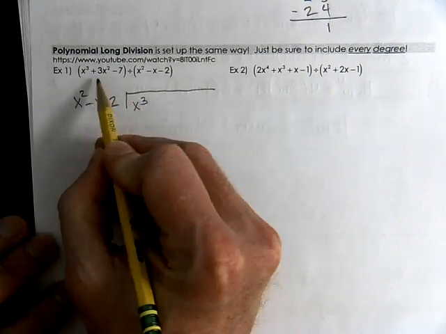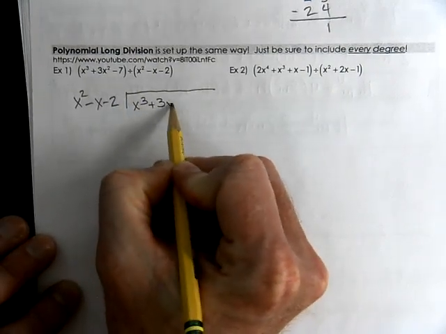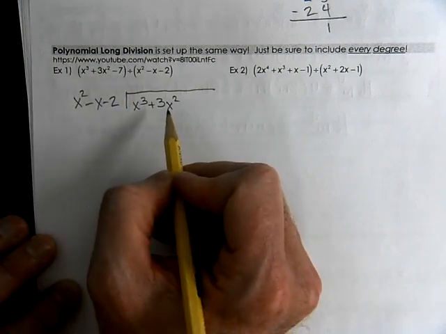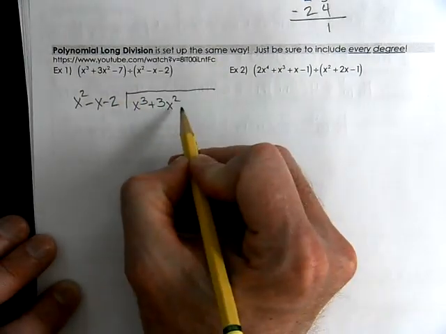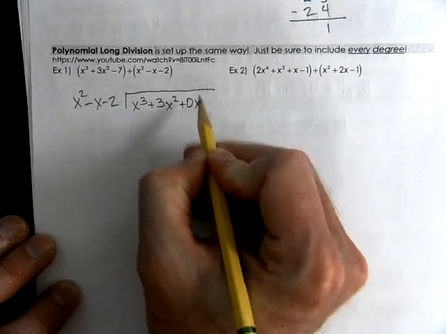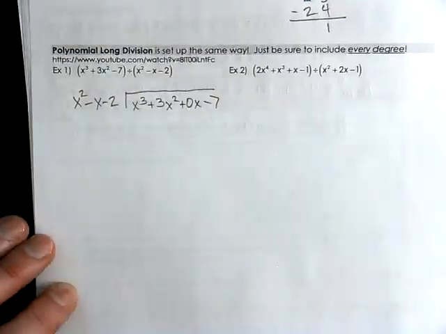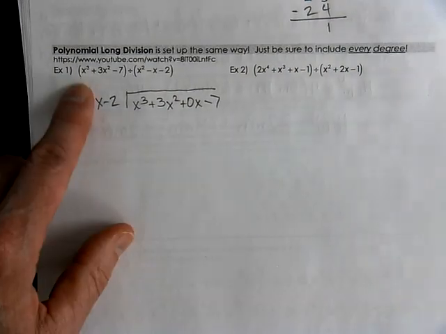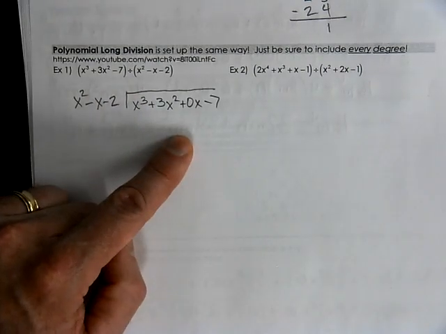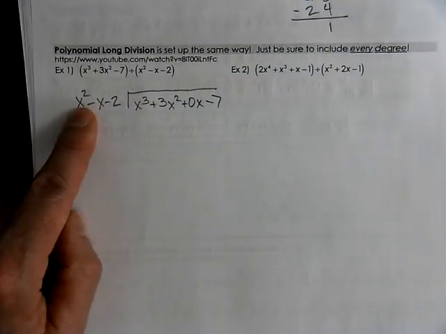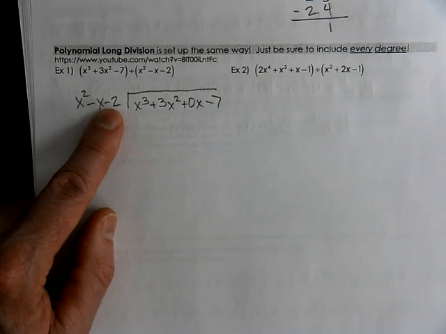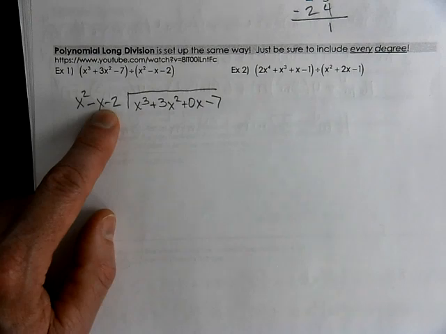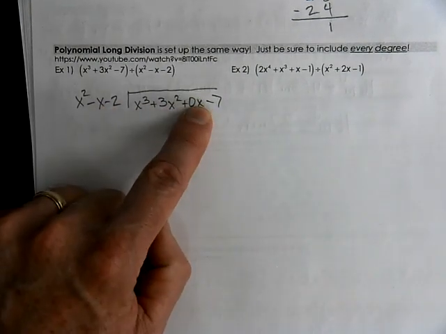And x cubed plus 3x squared. Notice there's no x. You've got to be observant. It's not an option: 3, 2, 1, and none. A cubic's got to have 4 terms. A quadratic's going to have 3 terms. If you're missing a term here, you have to put in a 0. If we're missing a term here, we put in a 0.